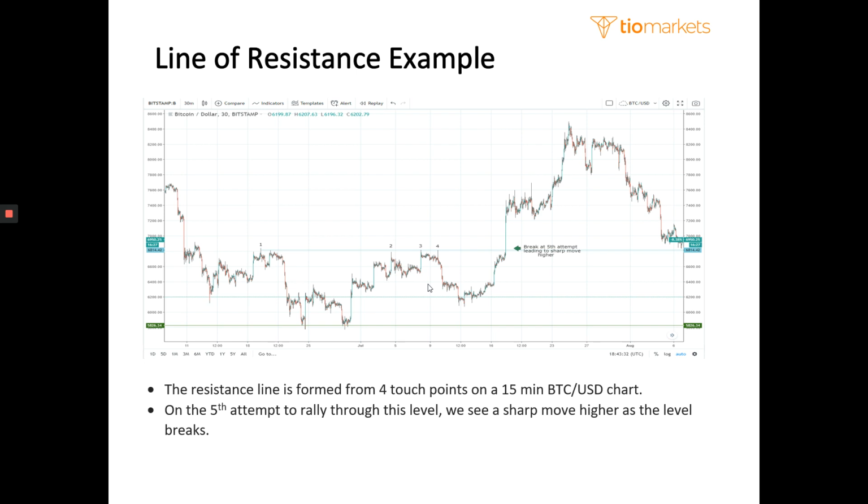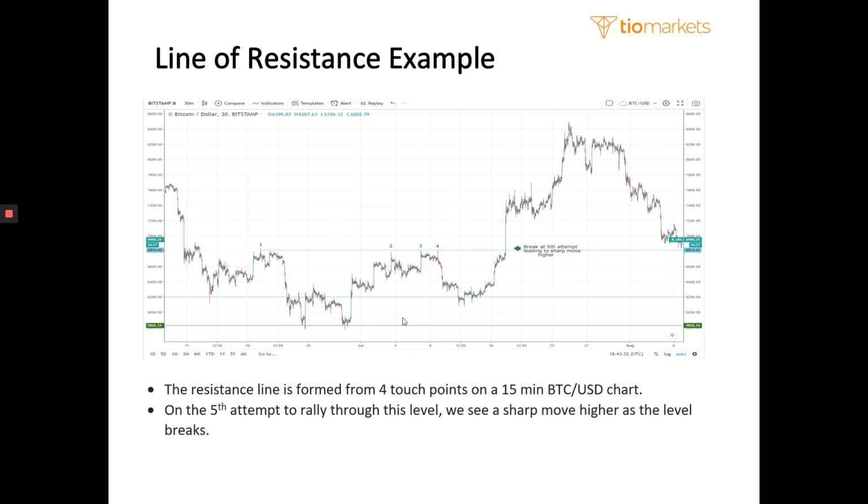We've broken higher. So if you are somebody that's looking to trade against that resistance line, you are very simply leaving a sell order ahead of the line, and then you're going to leave a stop loss above the line to get out when it breaks.